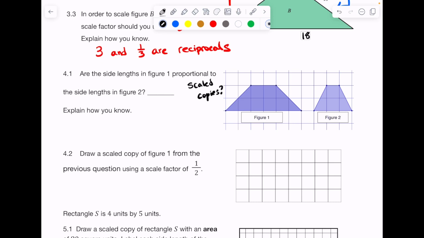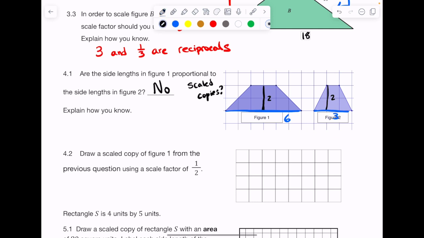Taking a look at this, the answer is no, right? Kind of visually, these don't look like the same shape. And then we can try to explain why using some of these ratios. So like figure 1 has a height of 2, and figure 2 also has a height of 2. But figure 1 has a base of 6, where figure 2 has a base of 3.